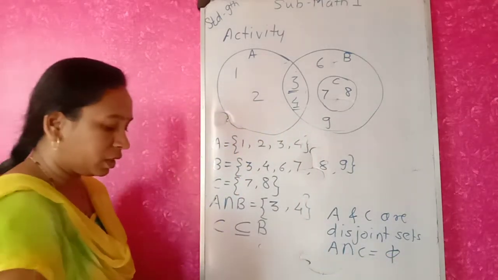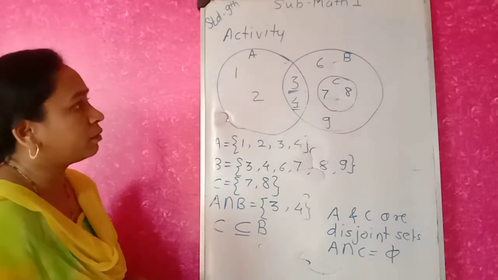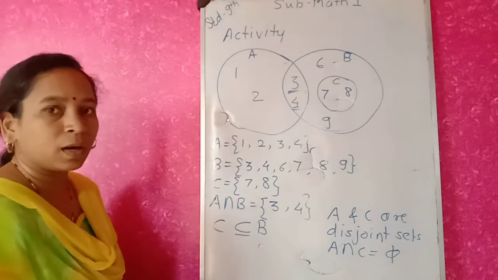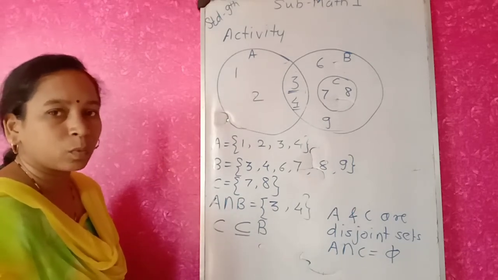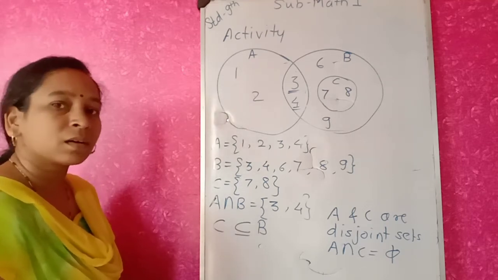So in this way we have seen the union of sets and their properties, and we have seen disjoint sets and one more activity. At the end of this video, I am going to ask you one question. I expect all of you to give the answers in the comment box.